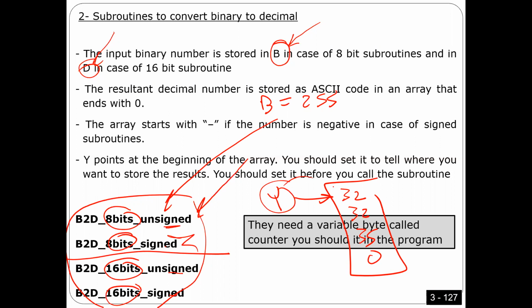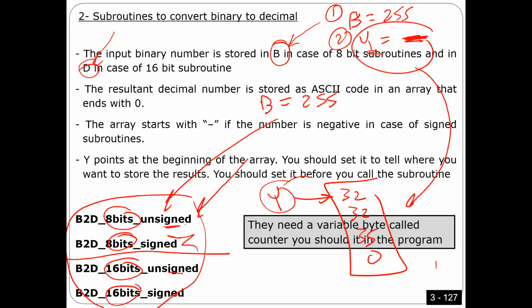So before I call this function, I have to do two things, not one thing. Number one, you have to put in register B the number you want to convert. For example, 255, put it in B. Number two, you have to put in Y the location where you want to store your array. So you have to initialize Y, because this function is going to store the number starting from Y. Any question, guys?